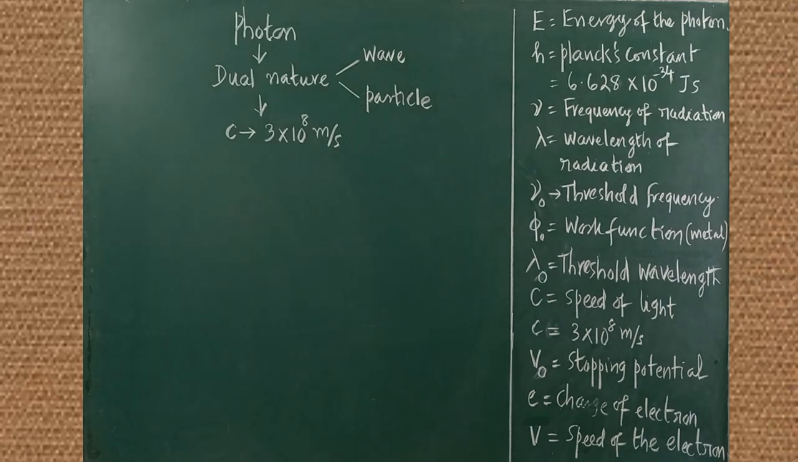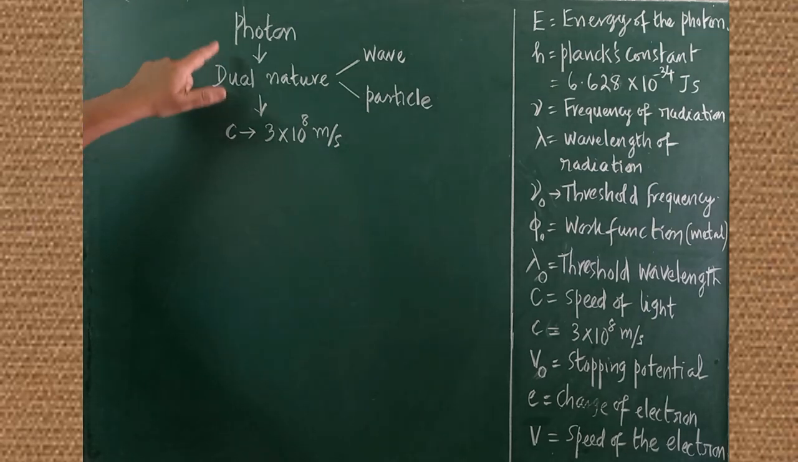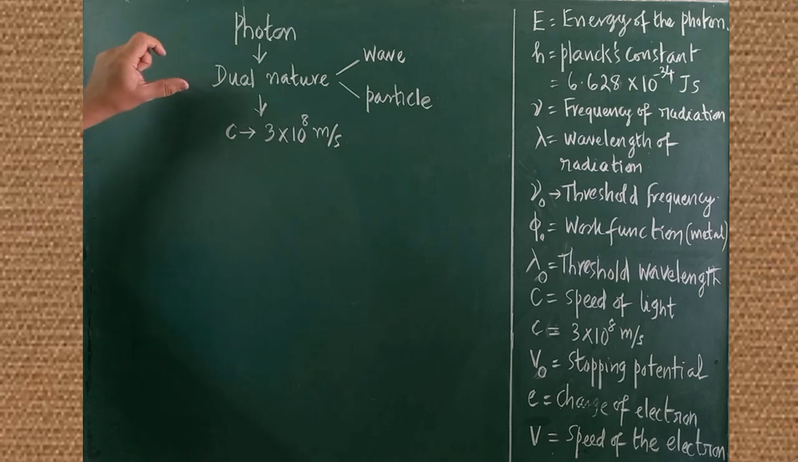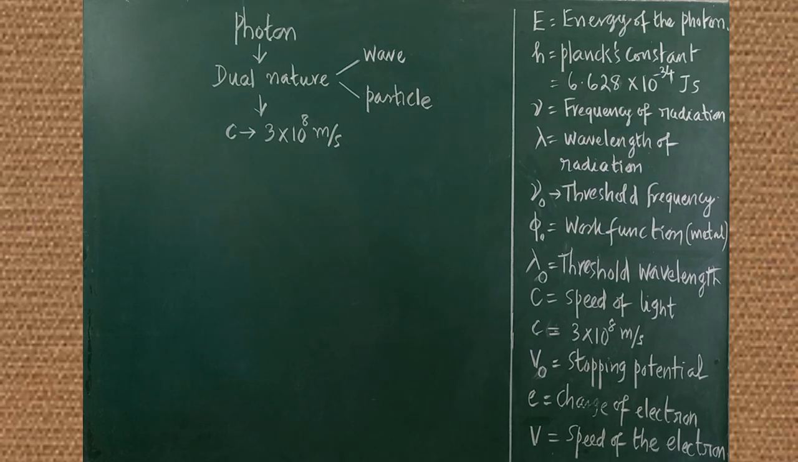Before going to learn about the formulae, first you should know about the photon. What is a photon? A photon is nothing but a quantum of energy related to light. Whenever light travels in space, it is traveling in the form of packets of energy. That packet of energy is called a photon. And that photon behaves like a wave as well as like a particle. That wave-particle nature is simply called dual nature. It is behaving in two forms.